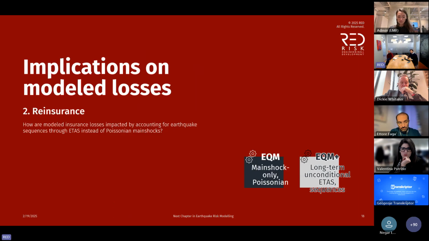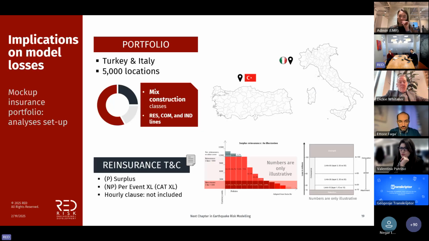Now let's look at the reinsurance example that we devised. Here we will be looking at the insurer's losses net of reinsurance recoveries. So it's important to establish that right off the bat. This time we are looking at both Italy and Turkey, 2 different portfolios, with about the same number of locations and a mix of construction classes and residential, like the case with the insurance portfolio.